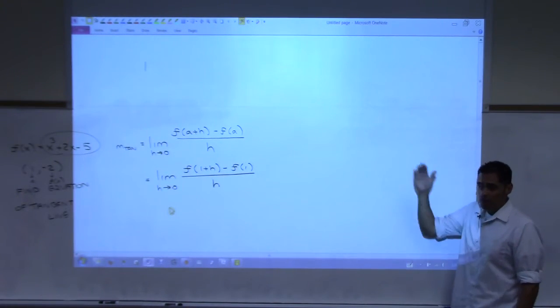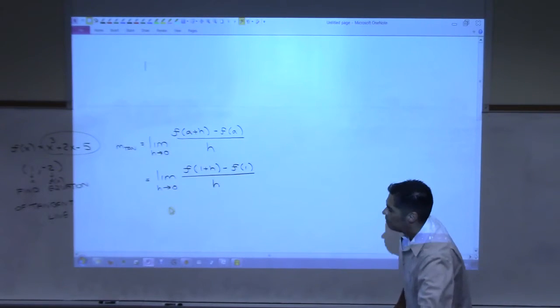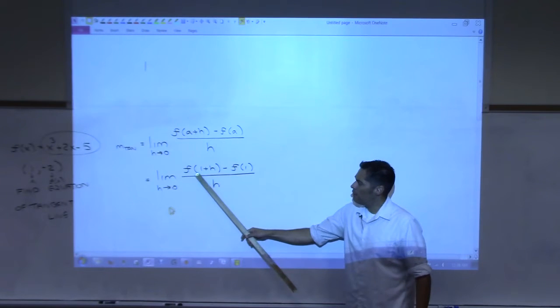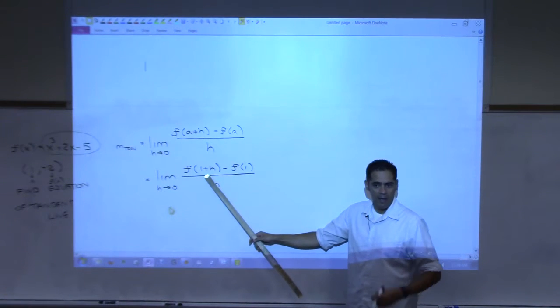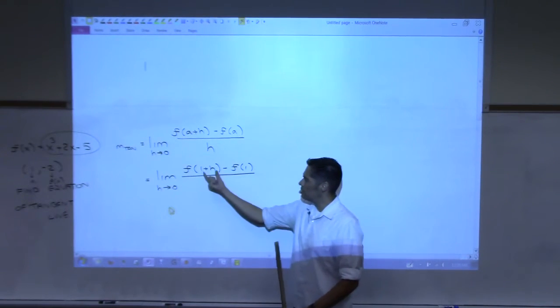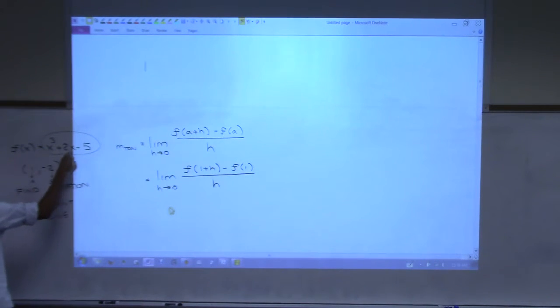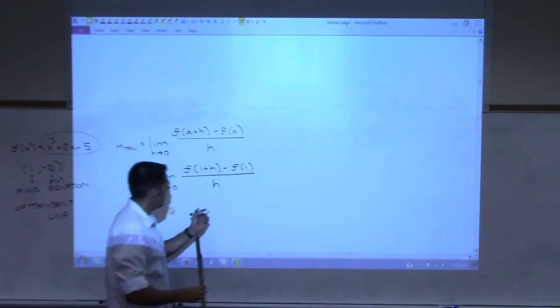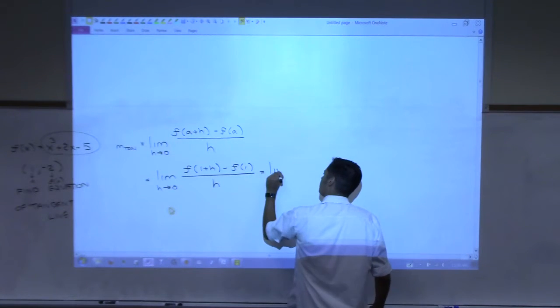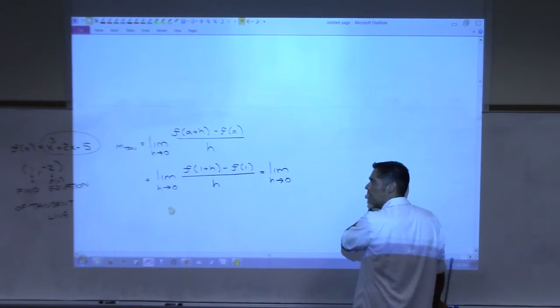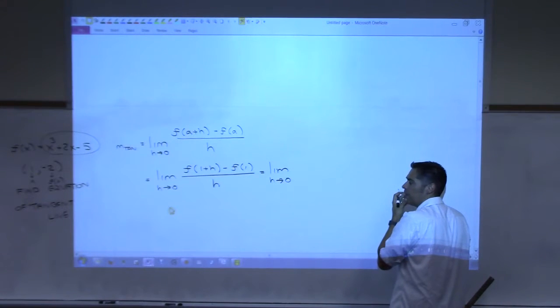And then I have to plug in. So let's see how this is different than the last one. When I say f of 1 plus h, I actually have to take 1 plus h and plug it in for x here and here. Do you agree? And then just write out the minus 5. So let me do that. This is going to be limit h goes to 0. So tell me how that would read out there.